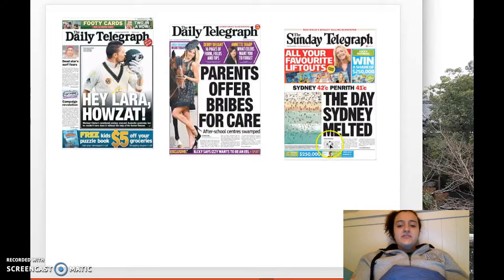Alright, for these 3 headlines, again, can you please write: Hey Lara, how's it? Parents offer bribes for care, and The day Sydney melted. Again in dot points, at least 2 dot points for each article, can you annotate why this is seen as a tabloid?